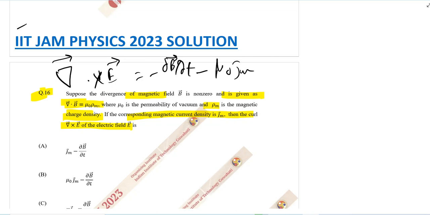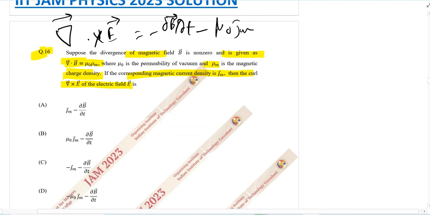So comparing this expression with the given options, we can see that the only one which is matching is this one. Okay, so D is the correct option.